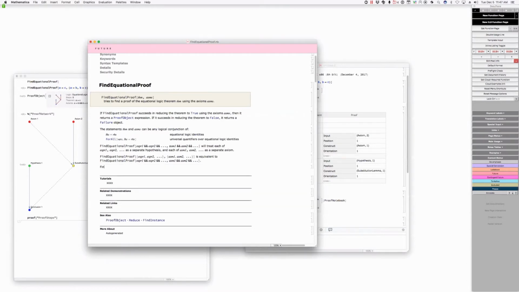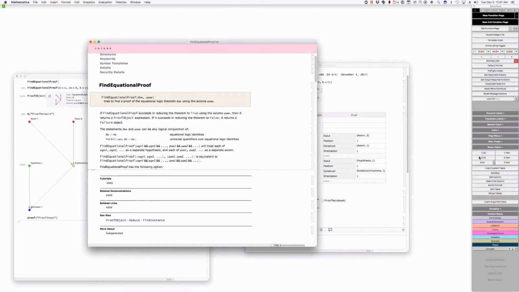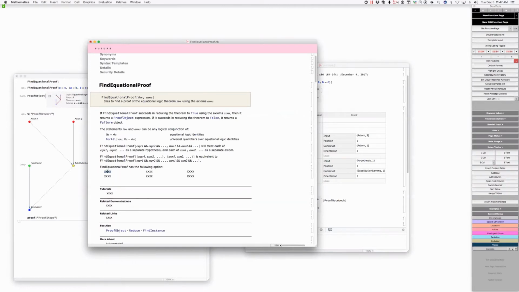FindEquationalProof has the following option. So this is now TimeConstraint, default value Infinity. How much time to allow in finding it.